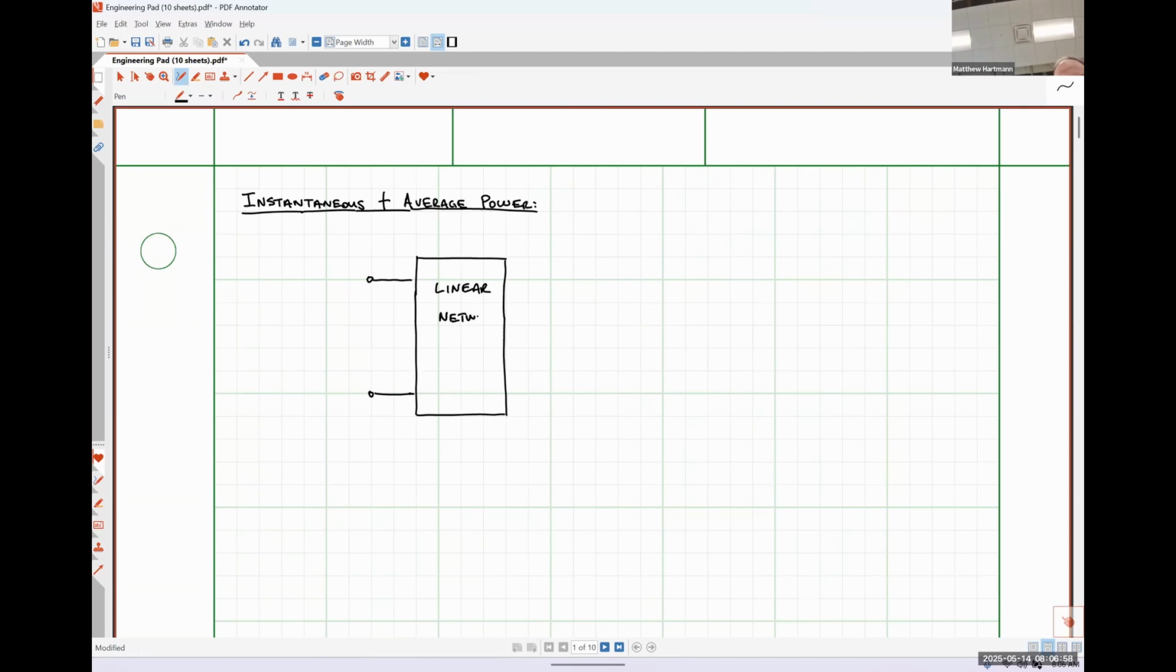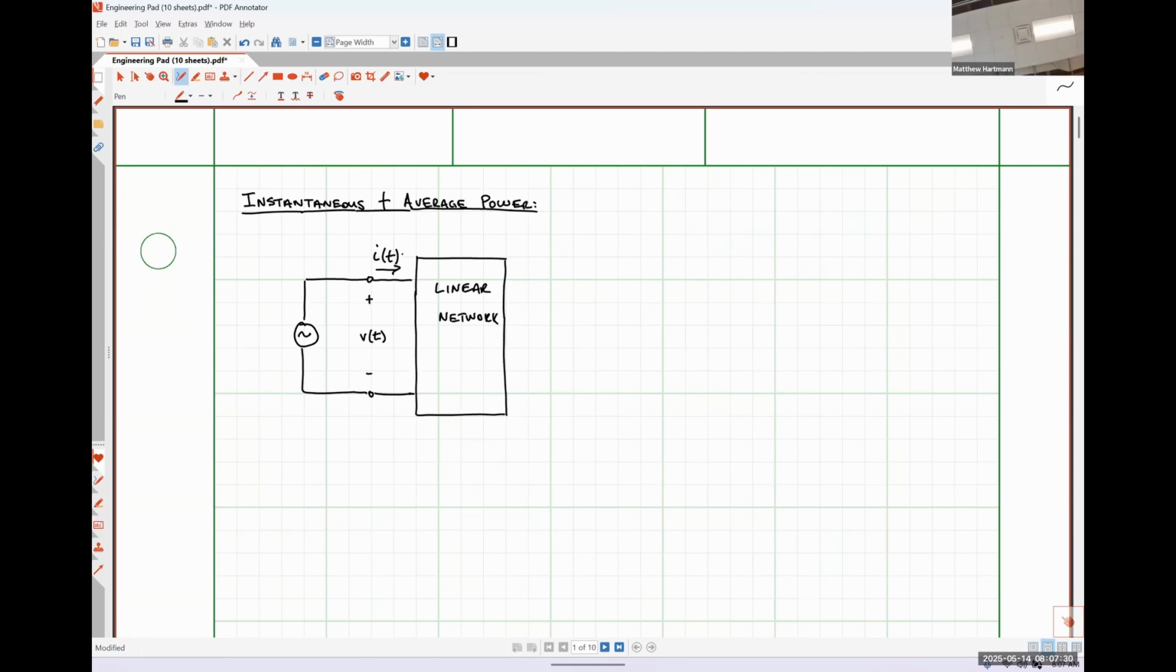And let's say that this network is sinusoidally excited. Doesn't particularly matter if I'm exciting it with a sinusoidal voltage source or a sinusoidal current source. And what I'm interested in is the voltage drop as a function of time across the terminals of this network, and the current flowing into this network also as a function of time.